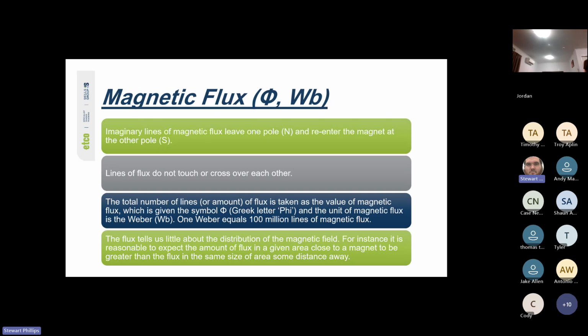So it's a lot. The flux tells us little about the distribution of the magnetic field. For instance, it is reasonable to expect the amount of flux in a given area close to a magnet to be greater than the flux in the same size area some distance away. So the magnetic flux is greater the closer you get to the magnet.